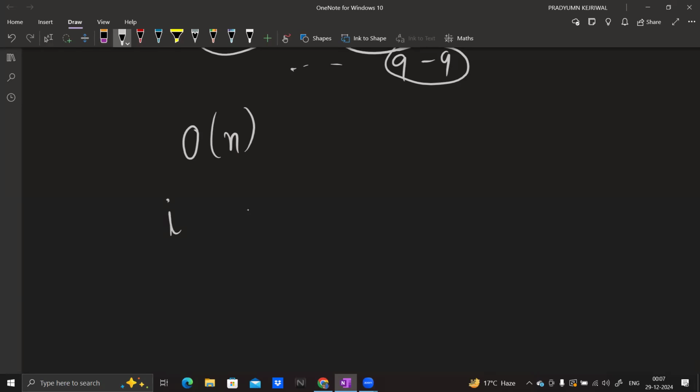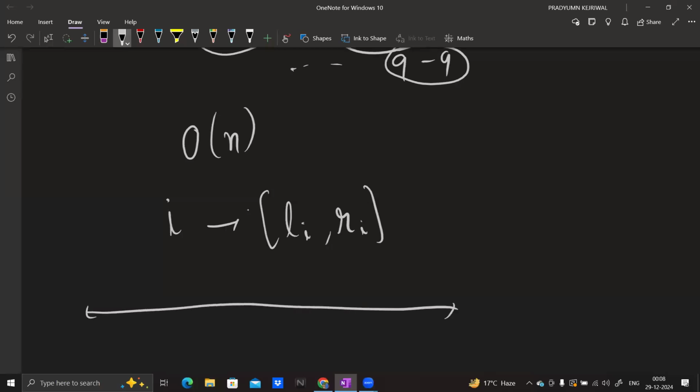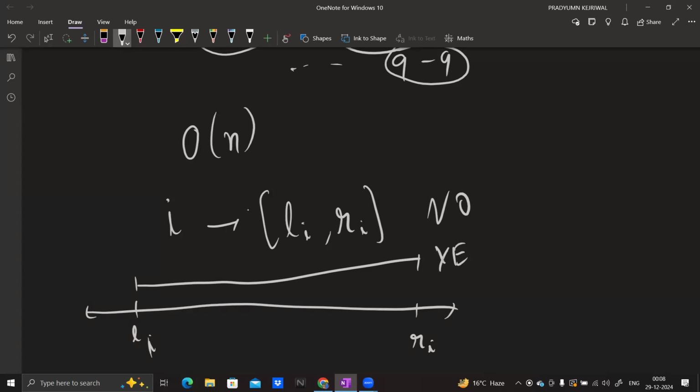So let's say we want to check for element i. Let's say i has range Li to Ri. I'll just draw it on the number line. Basically, we want to check how many elements are problematic in this range. If all are taken, then definitely the answer is no. Else the answer is yes.